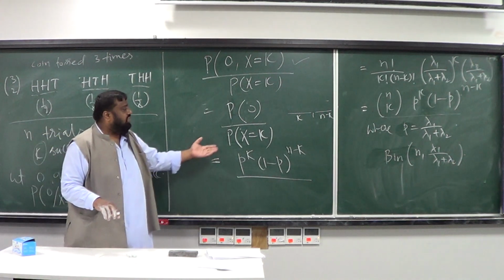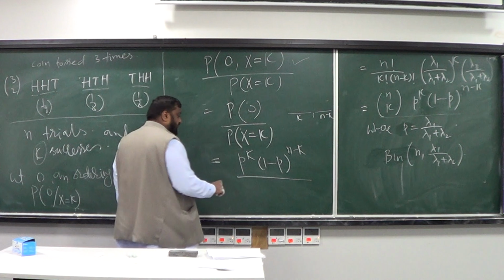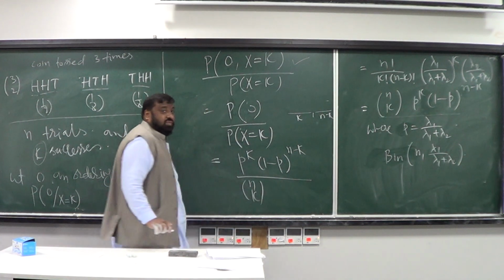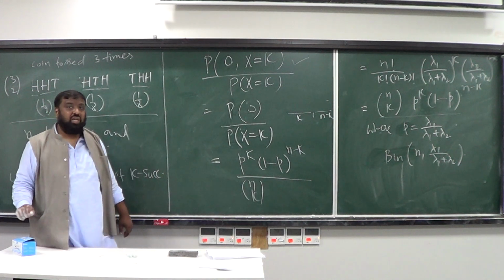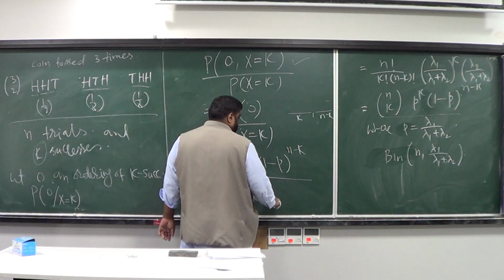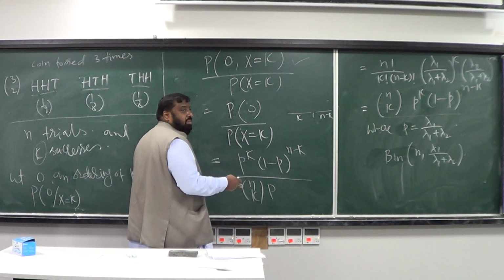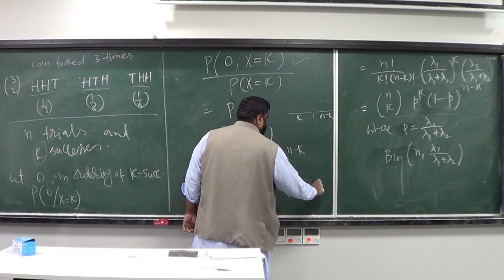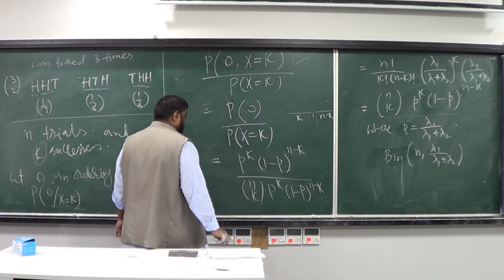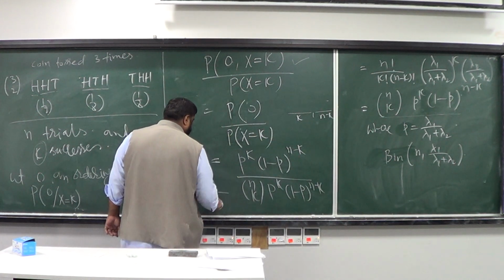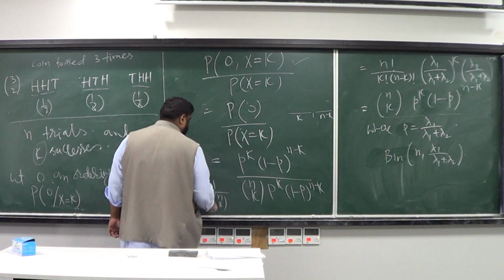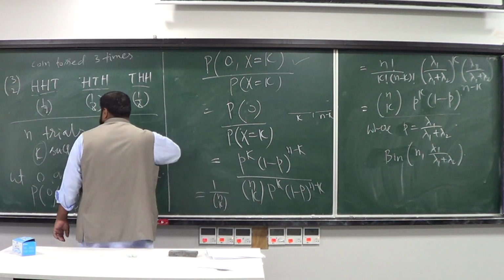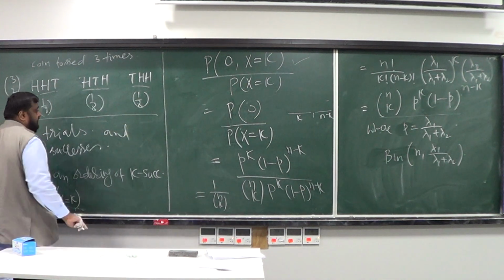So this includes all possible orderings. So you're going to say that okay, it's going to be n choose k. So this is the total number of possible orderings times p power k and (1 minus p) power n minus k. So obviously all this is equal to 1 over n choose k. Okay, so this is the required probability of a particular ordering.